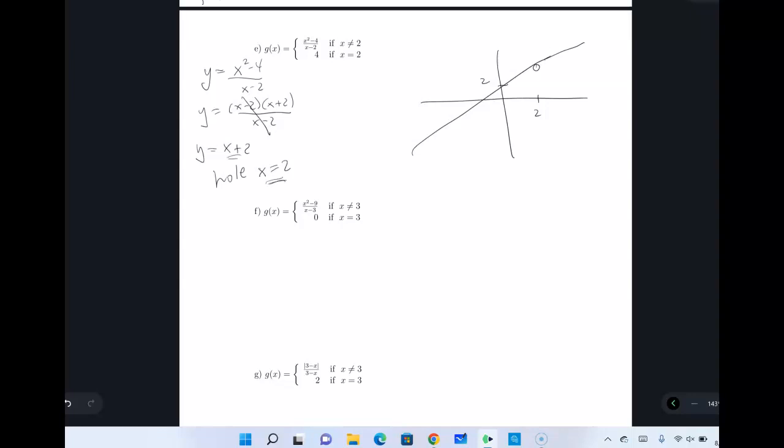Do I know where that hole is? Yes, if I plug x equals 2 into here, I have the y value of 4. Okay, then what does this say? Oh my goodness, when x is 2, you plug it in, so it's just the nice line. Okay, let's try another one.